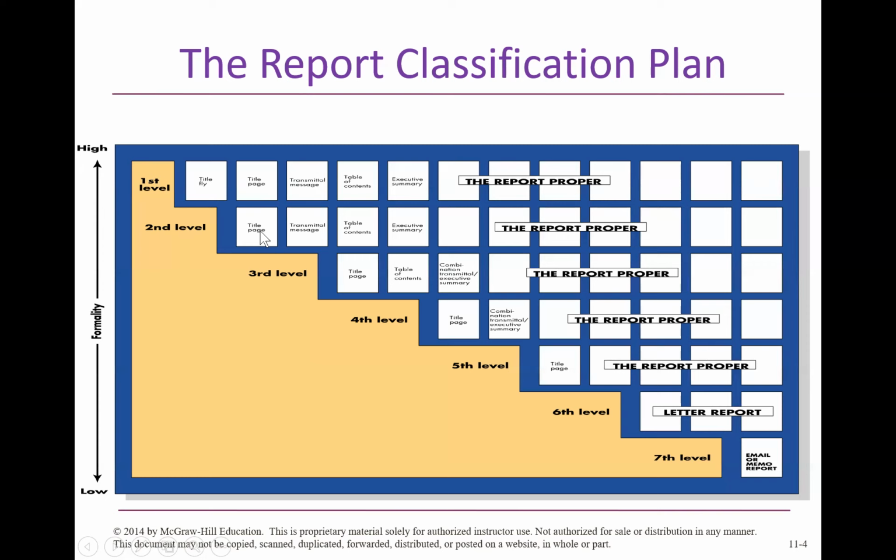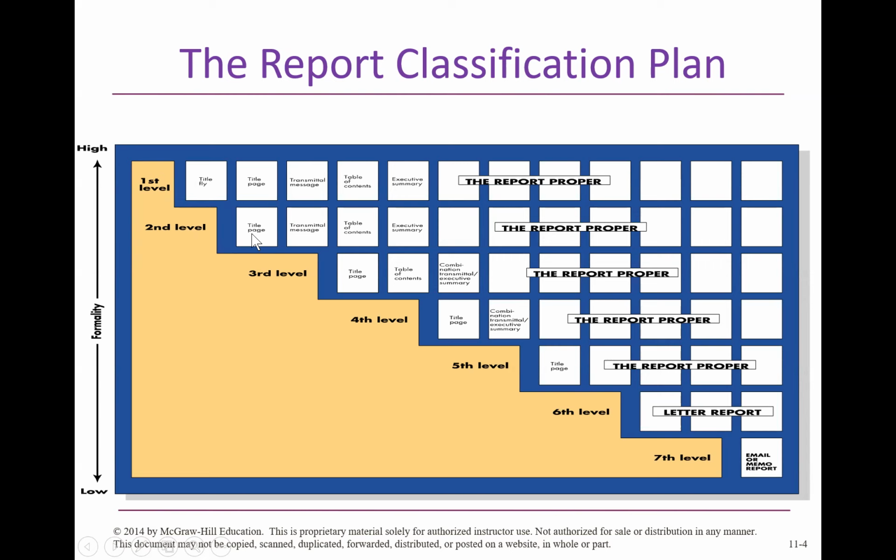Second level formality is you are not writing the title fly. Title fly means writing only the title of the report. Say for example, the title of your report you are going to produce is the impact of strategic business communication on the business performance. So you are going to write the title fly in second level, although it is long report, but it is less formal than the first one.